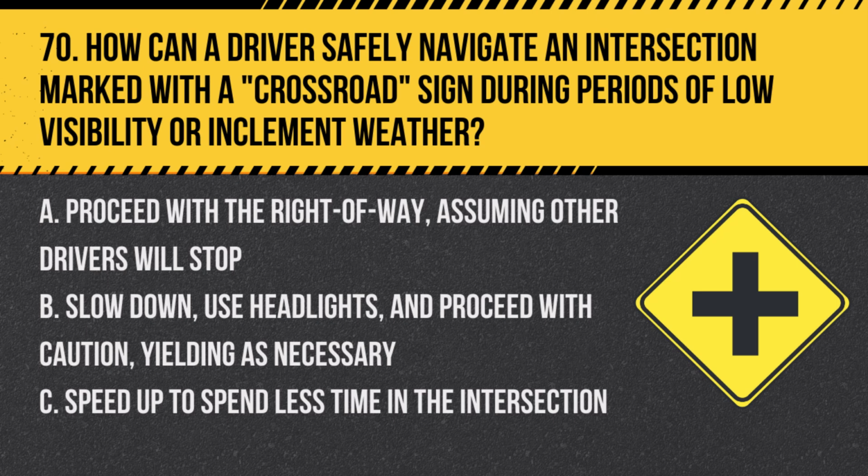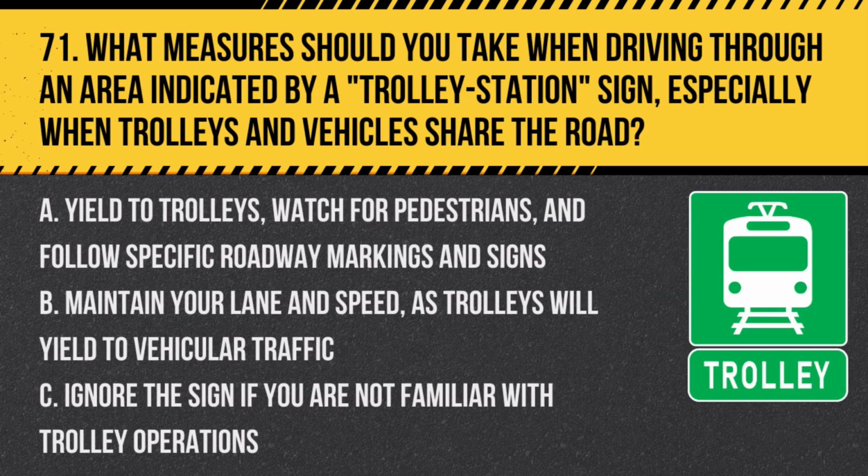Answer: B. Slow down, use headlights, and proceed with caution, yielding as necessary. In conditions of low visibility or inclement weather, extra caution is necessary at intersections, especially those marked with a crossroad sign, to ensure safety. Question 71.